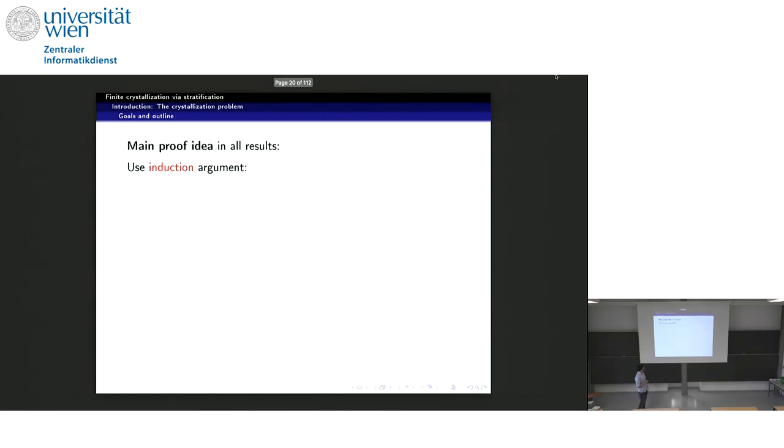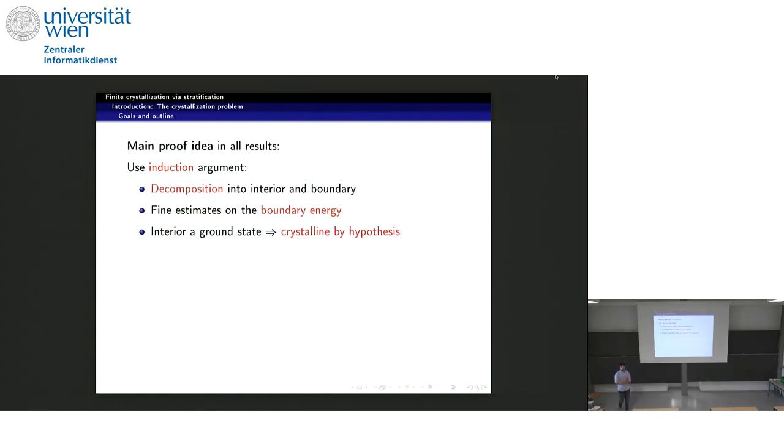Now, these crystallization results all follow the same kind of strategy for how to prove them, and it's done by an induction method. The idea is you see your configuration as a planar graph, where the atoms are your vertices and the bonds are your edges. Then you decompose this graph into two pieces, a boundary and an interior. For the boundary, you do some kind of fancy boundary energy estimates, and I will tell you later what this is. And for the interior, you use an induction method.